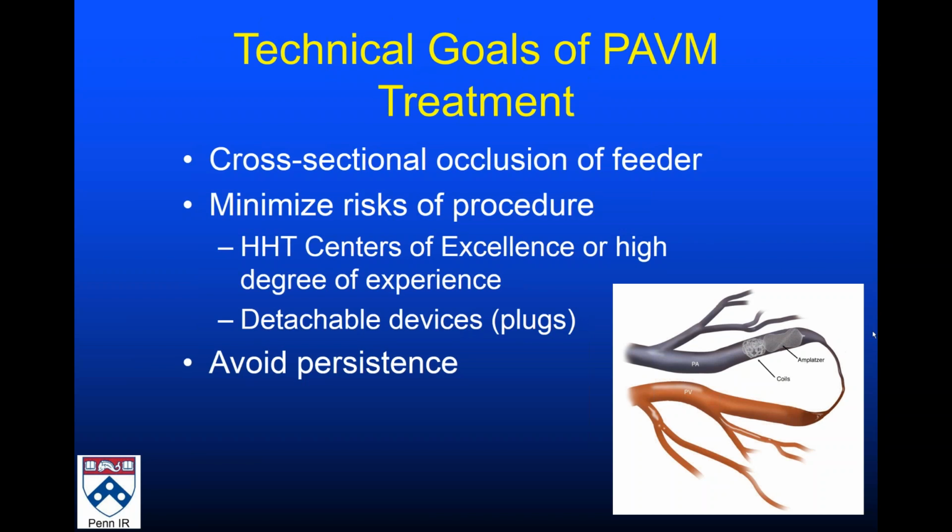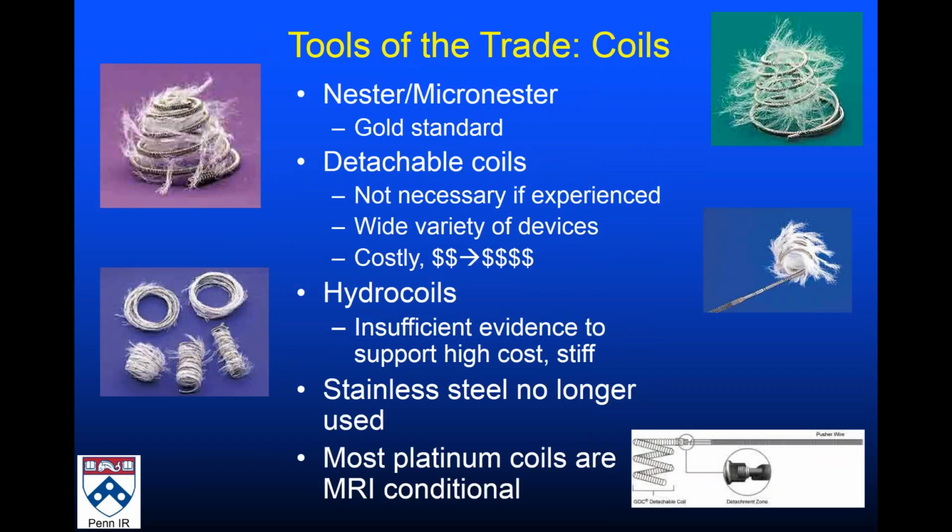And most importantly, we're trying to avoid persistence, which is the phenomenon of the PAVM still being there even after we've treated it. And one of the handouts that I gave you shows the different ways that persistence can occur. These are some of the things that we use, and of course you generally don't see these because they're inside you, but it's nice to get an idea of what it looks like. The coils have little dacron fibers on them, and this dacron is very thrombogenic.